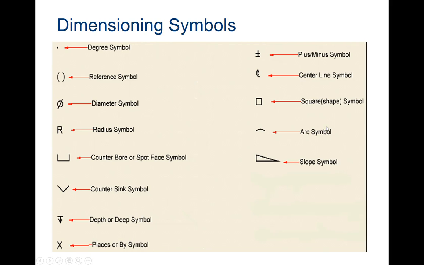Okay, here's some of the dimensioning symbols. We're going to talk about each one as we hit it. You should be familiar with most of these symbols: the degree symbol, reference symbol, diameter and radius. We've used those a lot.